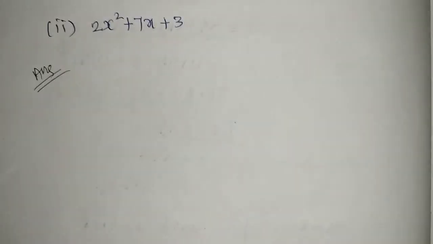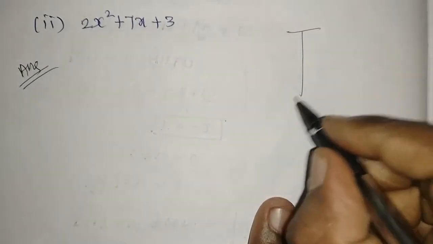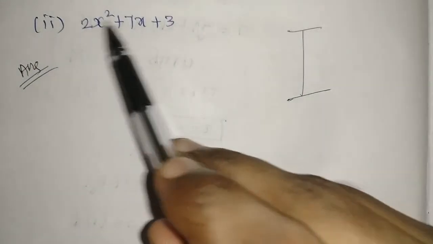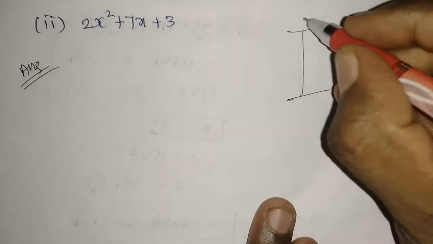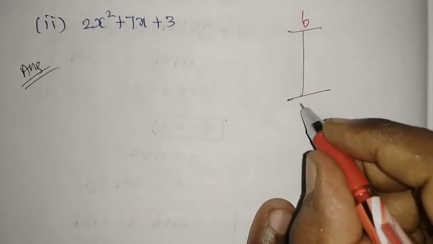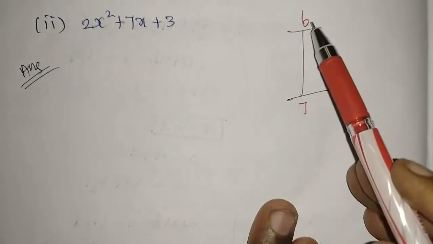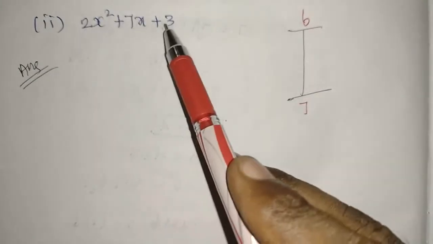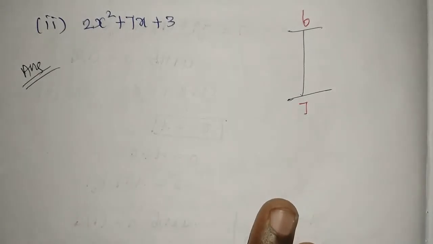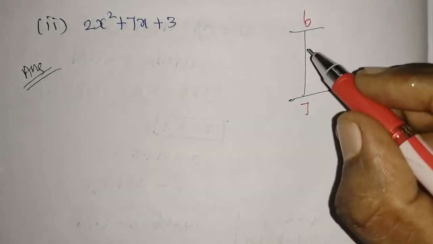So we will start to do this by I factor. I will teach both methods. Just listen. First by I factor: 2 into 3 we have, what is that, 6 we are getting. Then the sum value is 7. Sum in the sense that the coefficient of x is the sum value. Product value, the coefficient of x square and the constant together we need to multiply.